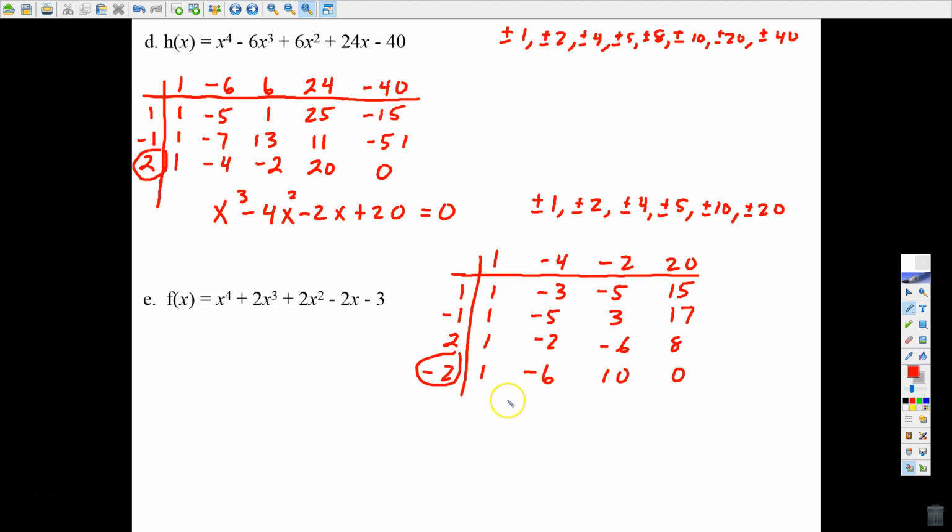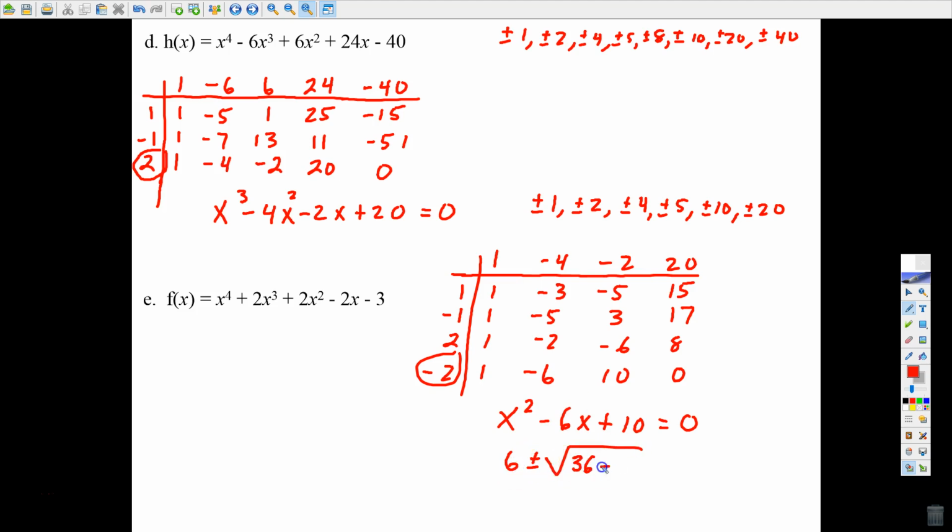All right, so what remains is a quadratic. We divide it into the cubic, so now we have a quadratic equation. And now we're in familiar territory. We don't have to go through the table anymore. We can't factor this, so we're going to use the quadratic formula or completing the square. I guess I'll go back to the quadratic formula.